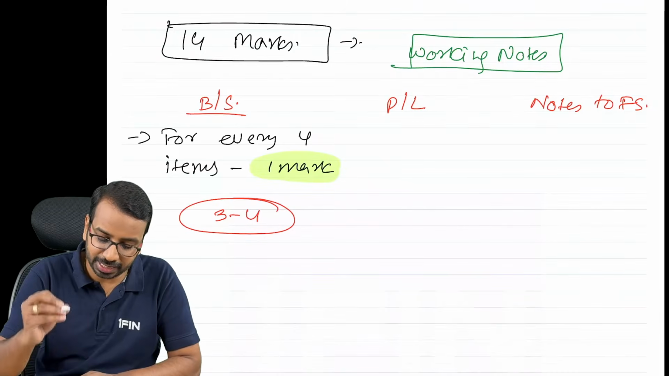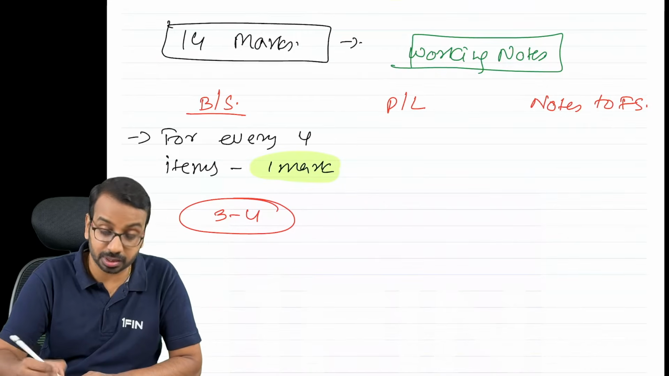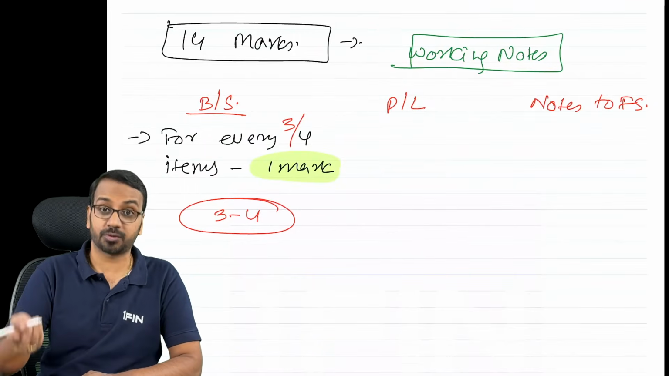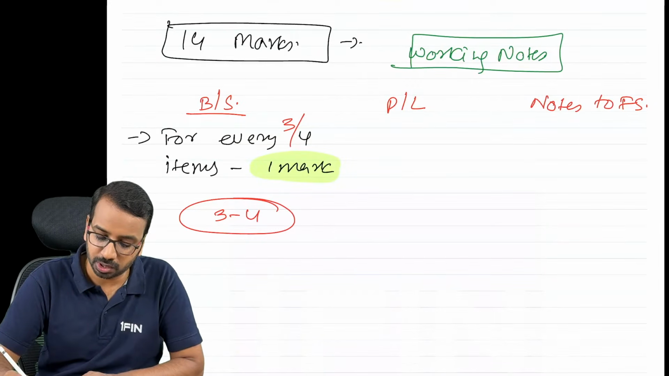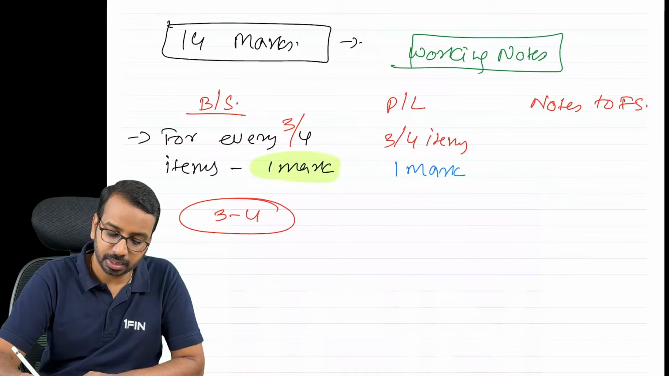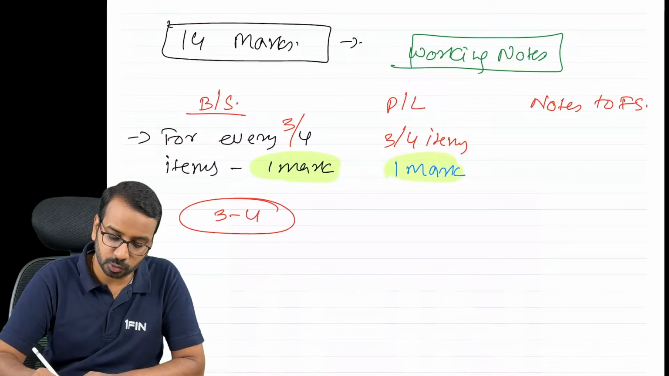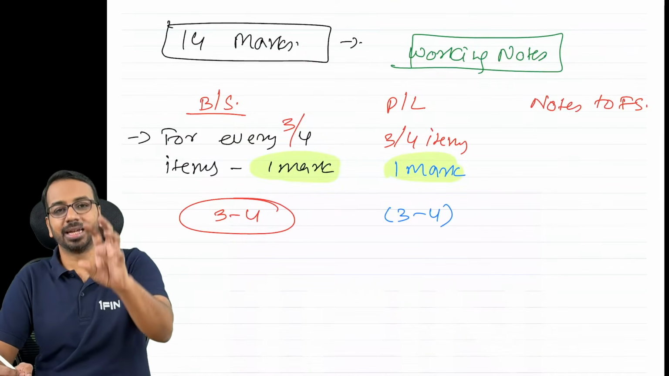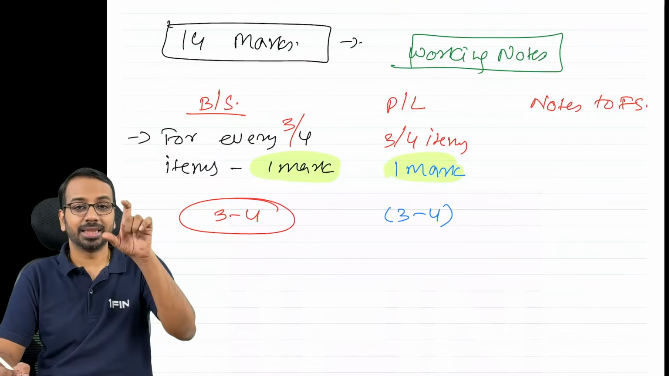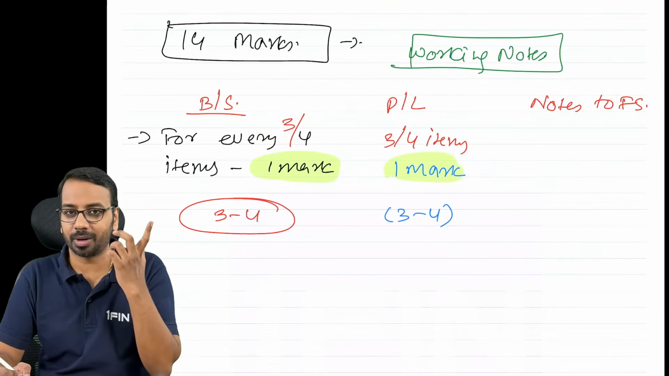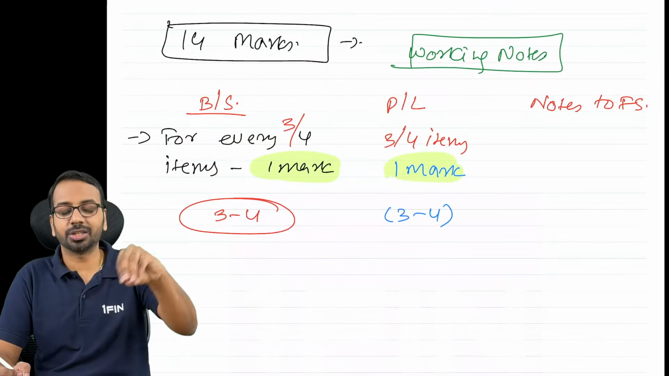Come to P&L. Again the same thing. For every 4 items or 3 items, see, it depends on number of items also. For every 3 to 4 or sometimes 5 items, 1 mark. Here also same logic. For every 3 to 4 items, you get 1 mark. And this also comes for about 3 to 4 marks. So for example, income, if you compute correctly, 1 mark. Then expenses, if you compute correctly, maybe 2 marks. Then taxes, if you compute correctly, maybe 1 mark. Profit after tax, 1 mark. Something like that, 3 to 4 marks.